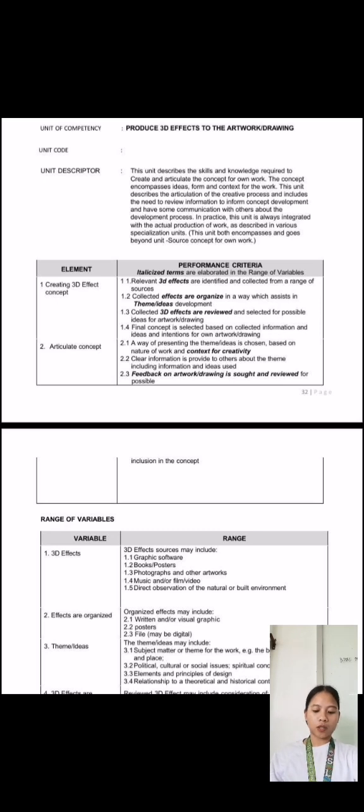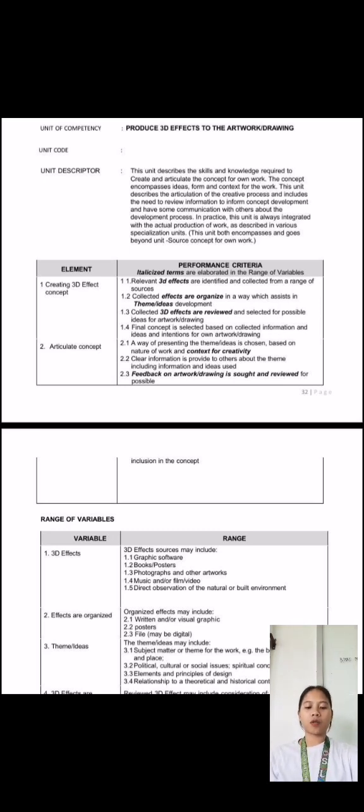Number 2 is articulate concept. So a way of representing the theme ideas is chosen based on the nature of work and context for creativity. Clear information is provided to others about the theme, including information and ideas used. Feedback on artwork or drawing is sought and reviewed for possible.